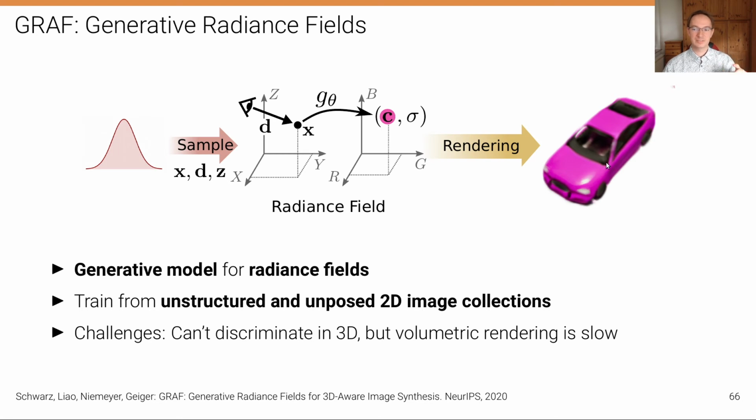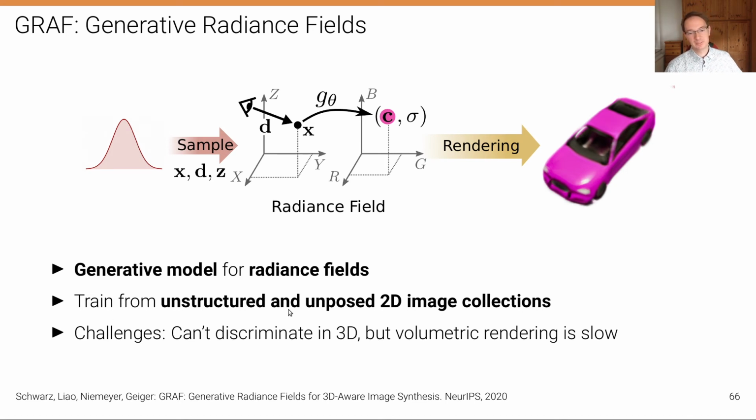We want to render the scene such that a 2D discriminator applied on those images can distinguish between real images from the data set. This is all trained just with 2D images and the renderings from the model. This is the idea behind GRAF, generative models for radiance fields, which appeared at NeurIPS 2020.